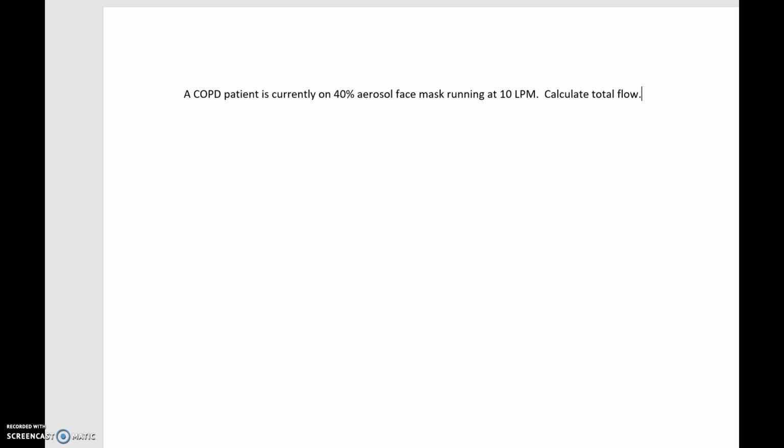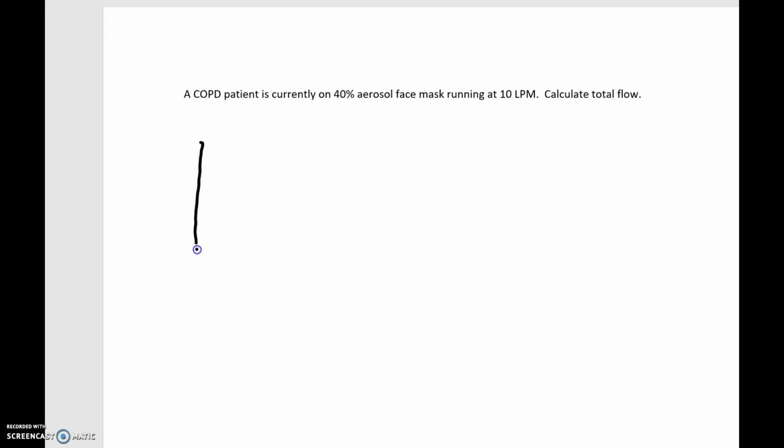All right, to calculate the magic box, your problem says a COPD patient is currently on 40% aerosol face mask running at 10 liters per minute, and they want you to calculate the total flow for that patient. So what we need to do is do what's called the magic box.